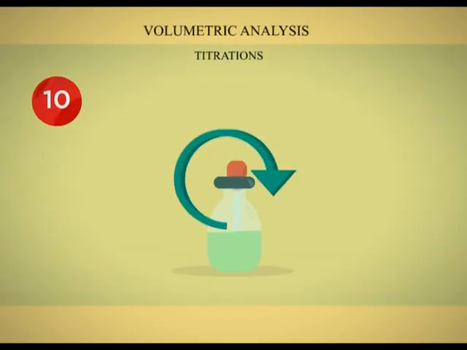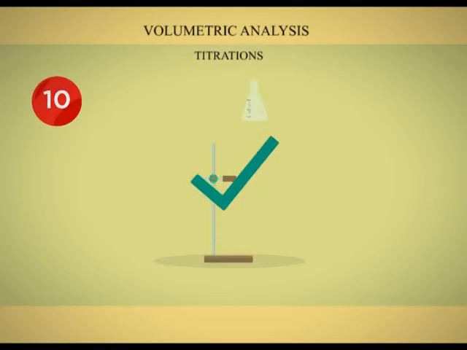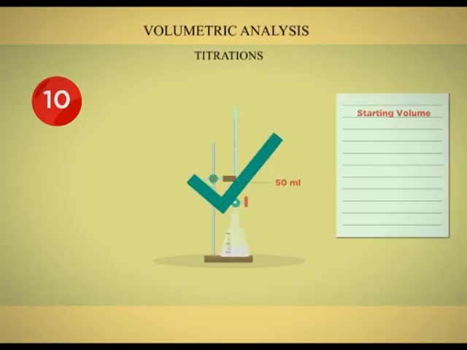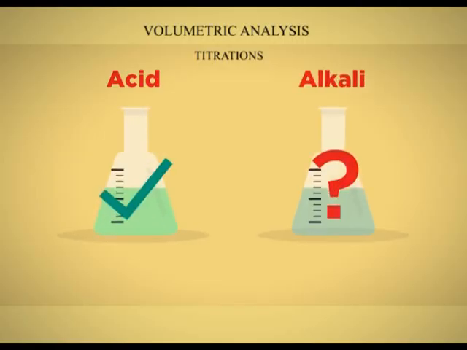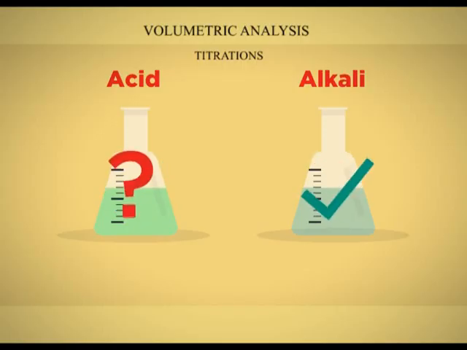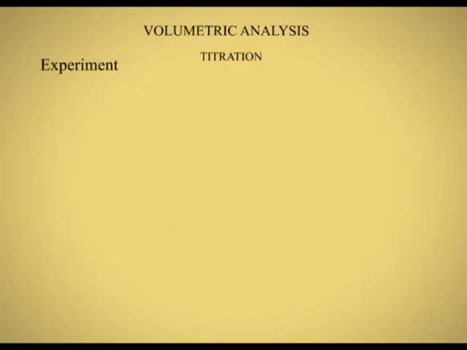Repeat the procedure at least 3 times till you get consistent values of the titer. It is important to note that you could have the acid as the known and the alkali as unknown, or the alkali as the known and the acid as the unknown. Once you repeat the experiment and have consistent results, the next step is calculations to find the concentration of the unknown solution. We will perform a titration experiment following these steps, and taking the reacting volumes, we will calculate the unknown concentration.